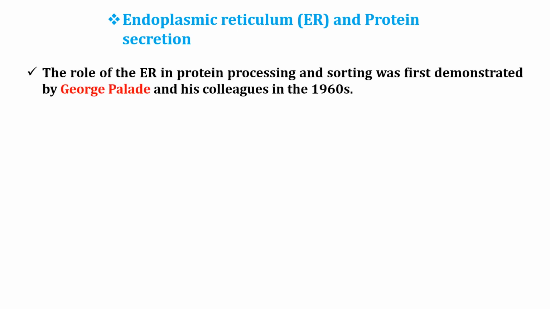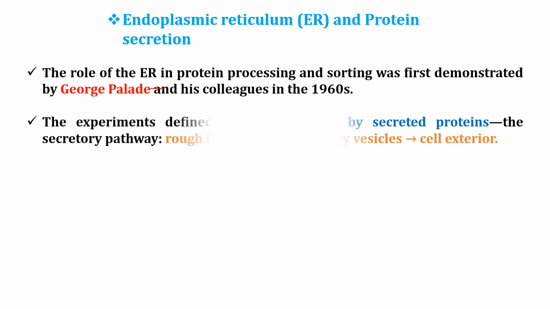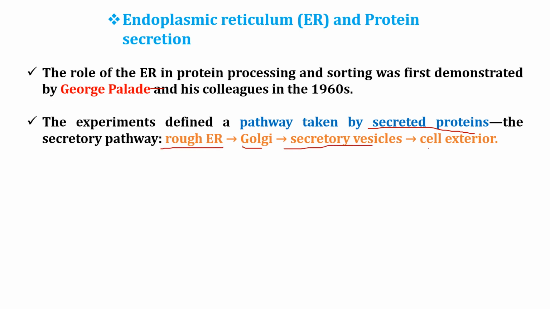The role of the ER in protein processing and sorting was first demonstrated by George Palade and his colleagues in the 1960s. He conducted an experiment called the pulse-chase experiment, and defined the pathway taken by secretory proteins. The secretory pathway is rough ER to Golgi to secretory vesicles and the cell exterior. That means proteins are transported from the rough ER to the Golgi, secretory vesicles and the extracellular space.